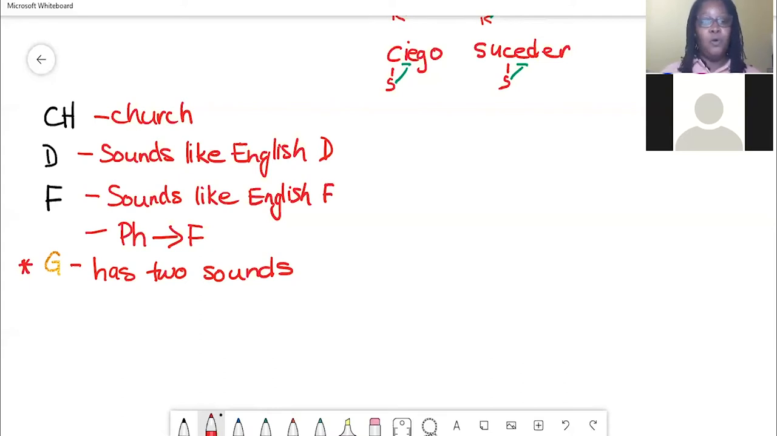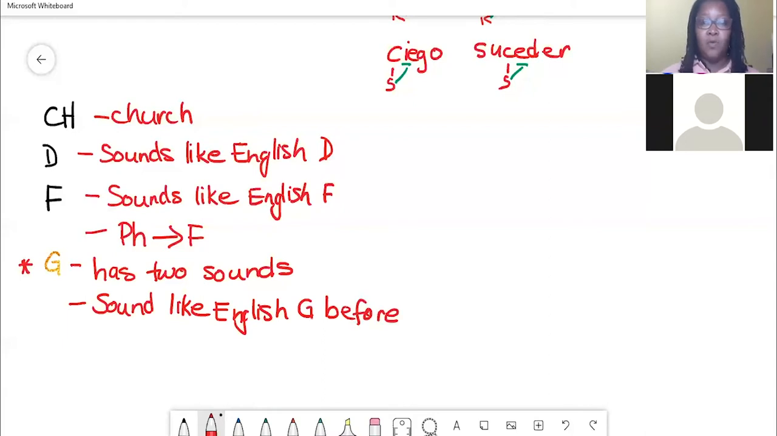So it's going to sound like the regular English G when it comes before O and A. So we have examples like the word goma. You have that hard G sound. And you have words like gato. Again, you have that hard G sound.